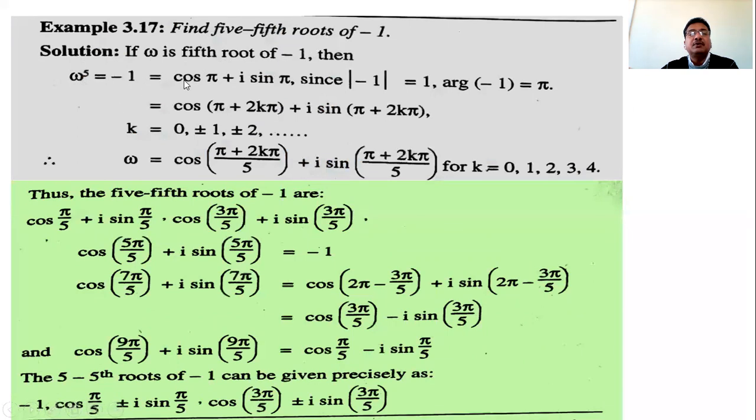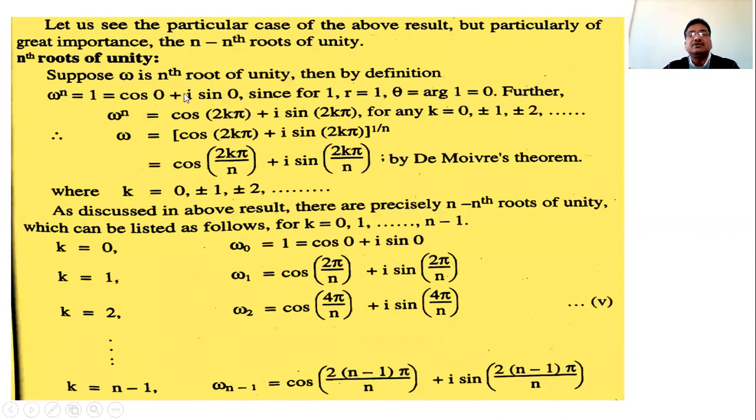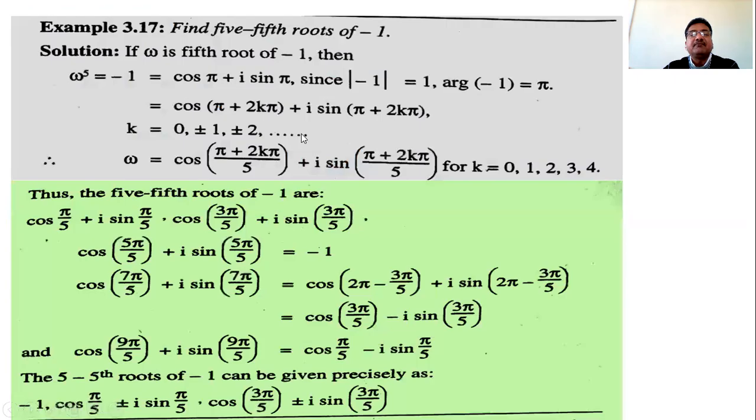And the minus 1 in polar form is cos pi plus I sin pi, because modulus of minus 1 is 1 and argument is pi. This is the polar form of the number minus 1. Okay, cos pi plus I sin pi. We know that cos pi is minus 1, sin pi is 0. Then add 2k pi. Same procedure here. 0 plus 2k pi is 2k pi, because 2 pi is the period of the sine and cosine function. So add 2k pi in both sides.